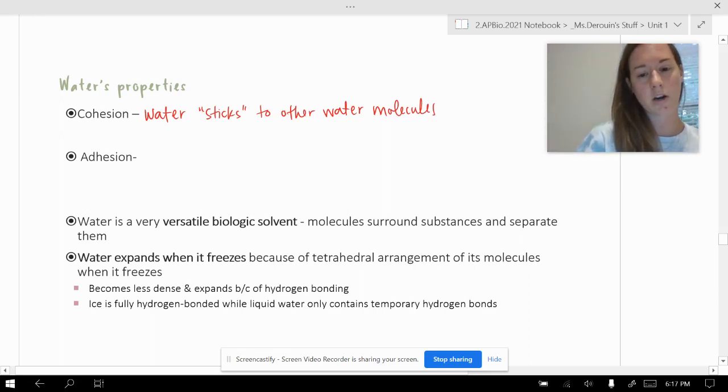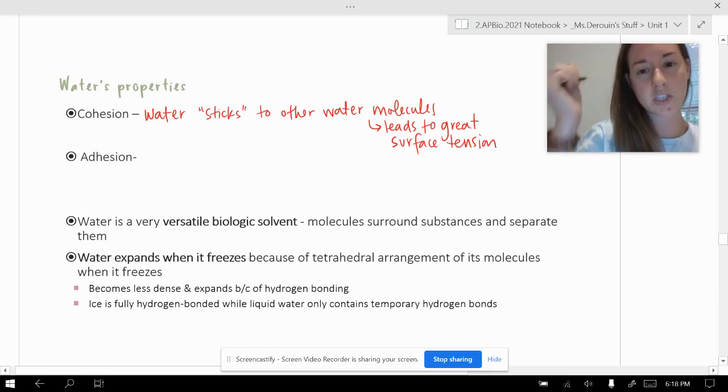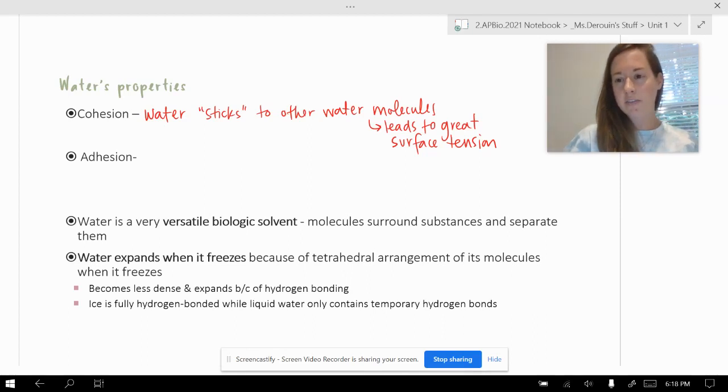Cohesion is what gives water its really awesome surface tension abilities. We'll say it leads to great surface tension, which is the reason that water bugs can walk on water. And if you fill a glass all the way to the brim and then look at eye level with it, you'll be able to see the bubble kind of forming over the top. And that's because those water molecules are hydrogen bonding to one another, and that's strong enough to keep them together, to keep them from overflowing.